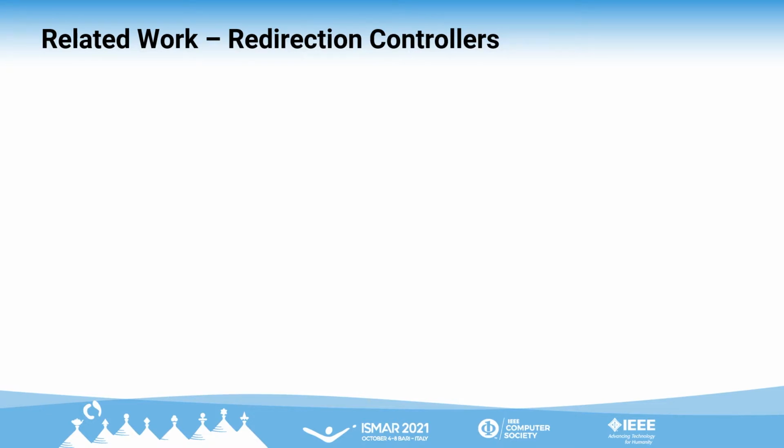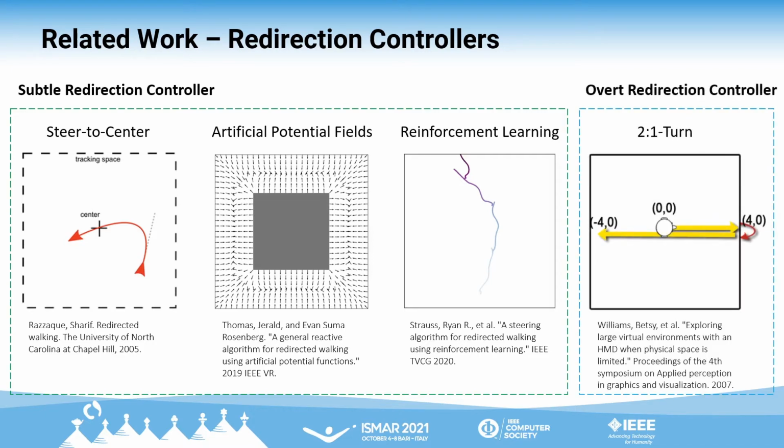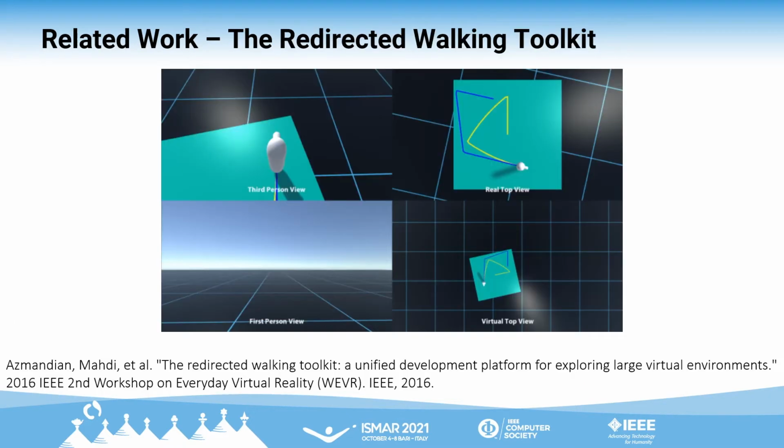Redirection controllers are specific algorithms which determine how gains are applied to steer users. Subtle redirection controllers steer users imperceptibly, including steer-to-center, and controllers based on artificial potential fields or reinforcement learning. But sometimes it is still possible for users to reach physical boundaries, which should be corrected by overt redirection controllers like 2:1 turn. To reduce the complexity of deploying RDW for VR developers, software libraries such as the Redirected Walking Toolkit were developed to offer basic program interfaces for algorithm design, walking simulation, and data logging.